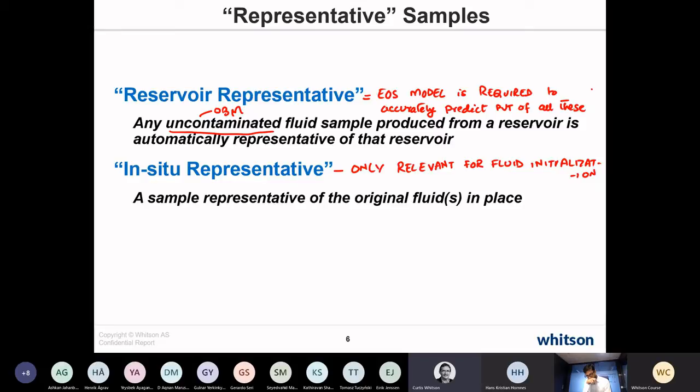Differentiation. We don't equate contamination with representativity. And we consider 2 specific types of representativity, the one for fluid initialization, the other for building the EOS model. So I don't know if that was clear, but that's, I think, what Bilal is going to go through and discuss now.